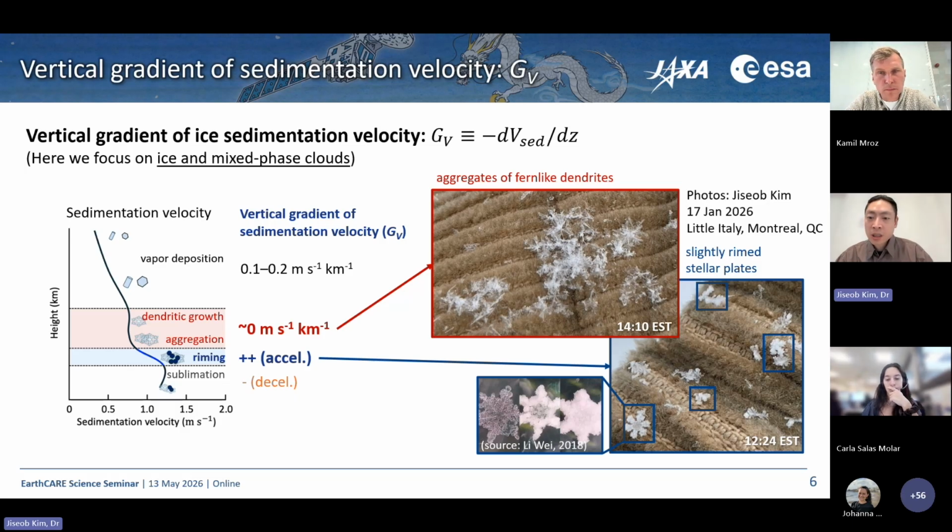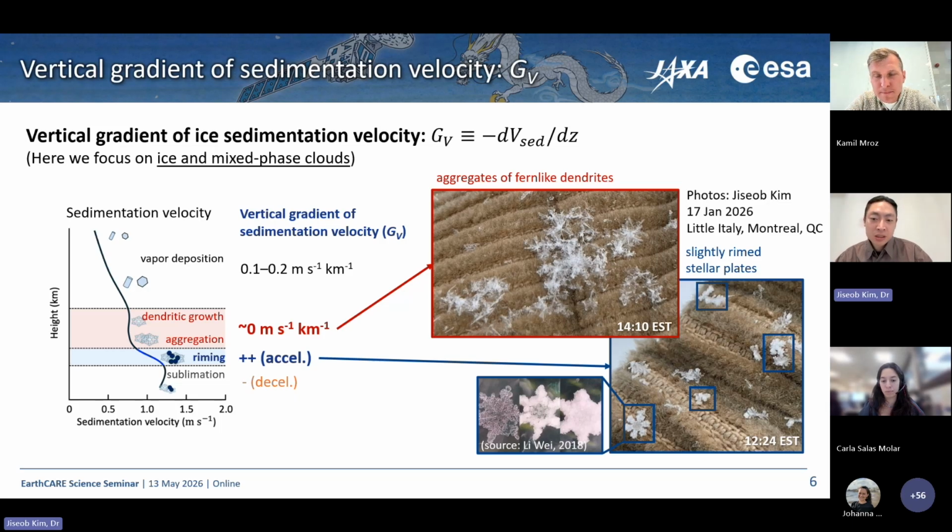The photo on the right shows snow particles on my clothes. I took it myself in Little Italy in Montreal, which is a great place for Italian food and espresso. Before having lunch there, I observed a rimed stellar plate. You can see that the riming starts from the particle edge and gradually covers the whole particle. This process increases the particle mass very efficiently, much more than the particle size.